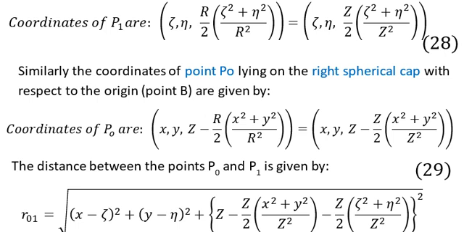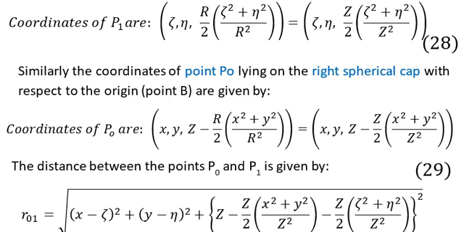So similarly, the coordinates of a point P0 lying on the right spherical cap with respect to the origin, that is point P, are given by x comma y comma capital Z minus r over 2, and within the parenthesis we have x square plus y square over r square. So you can derive this one similarly as we derived equation number 28. And you know that replacing capital R by capital Z, you can write down this expression as we have shown in equation number 29. Z provides us a more meaningful, more generalized expression.